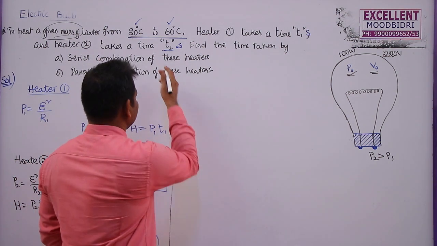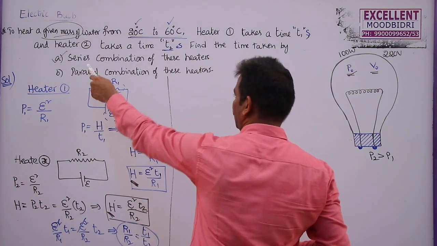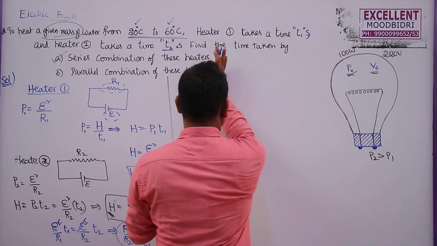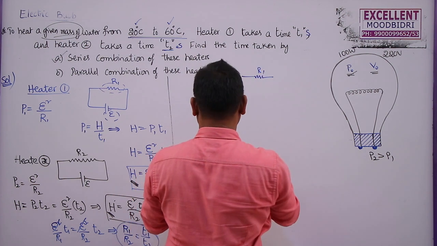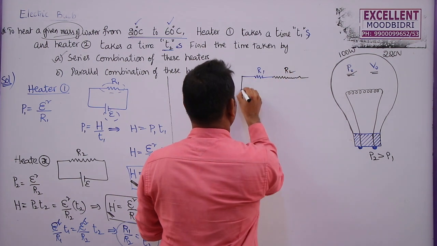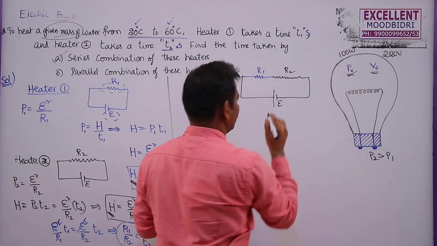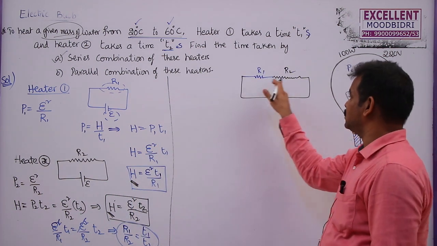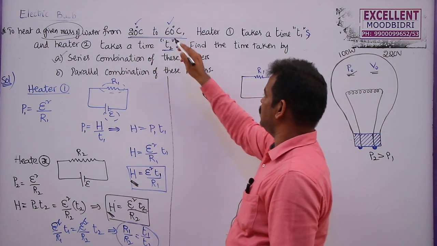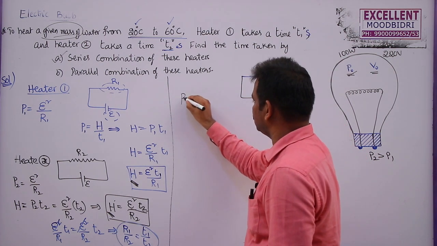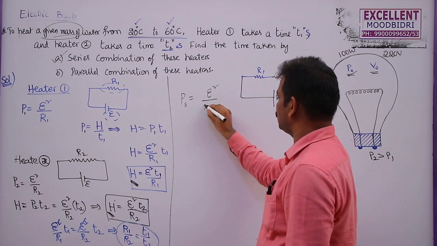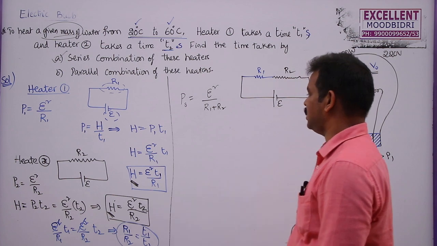Now in the second part of this problem, when these are connected in series, I am going to connect two resistors: the first one R1 and the second one R2. And these are connected to the same source of EMF E. Now, what is the time taken by this series combination of these two heaters with the same source to heat the water from 20 to 60 degrees? Here, in the series combination, the total EMF is E and the total resistance is R1 plus R2.